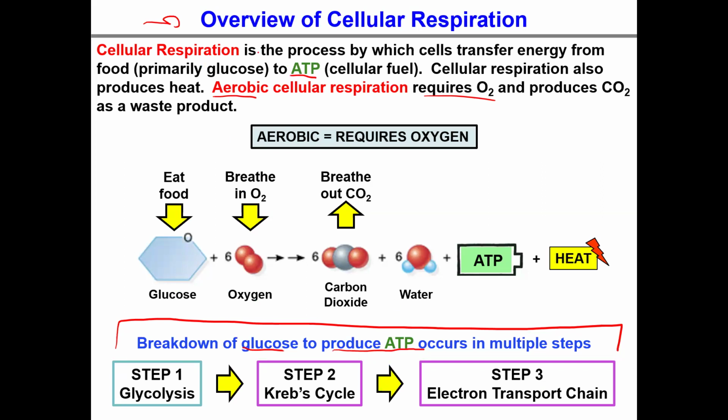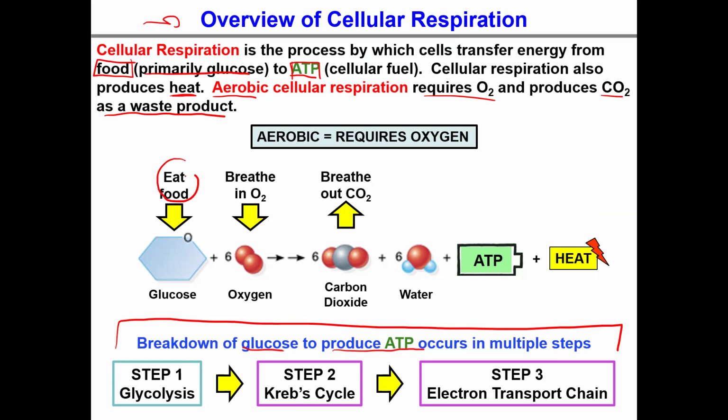So again, cellular respiration is the process by which cells transfer energy from food, primarily glucose, to ATP. Again, we're taking our food and producing ATP. Cellular respiration also produces heat. Aerobic respiration requires oxygen and produces CO2 as a waste product.